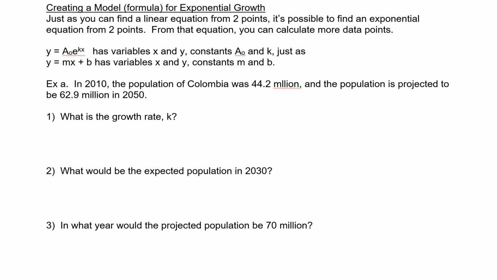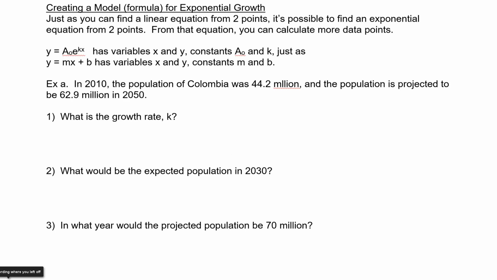In a linear equation, we have y equals mx plus b, where x is the input variable and y is the output or the dependent variable. What we're trying to do is find constants for m and b by using those 2 points. When we are finding an exponential equation, we also have our input variable x, or sometimes we use t, and our output or dependent variable y, and the constants that we are trying to find are a0 and also k. By plugging in specific points, we hopefully should be able to find those 2 values and then make an equation that's based on x and y.